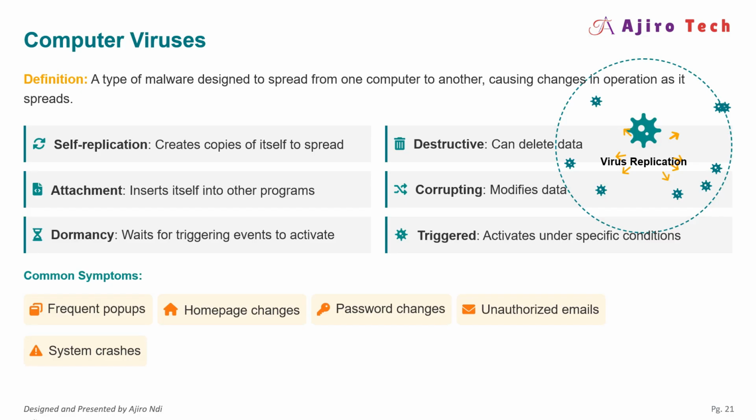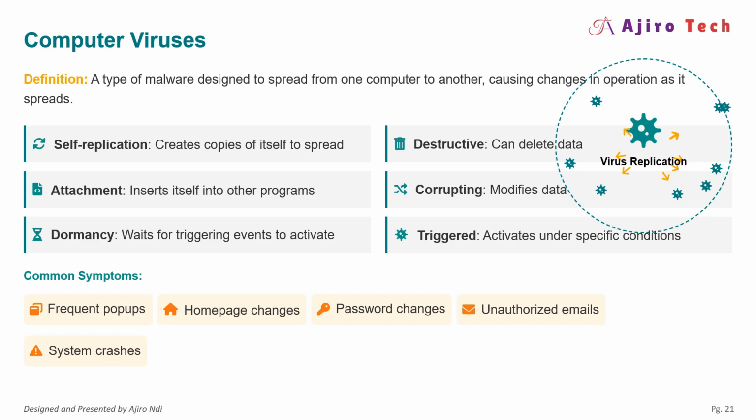What are computer viruses? A computer virus is a type of malware designed to spread from one computer to another, causing changes in operation as it spreads. That's what it does. Causes changes in operation as it spreads. So they have the ability to self-replicate, just like a real virus.